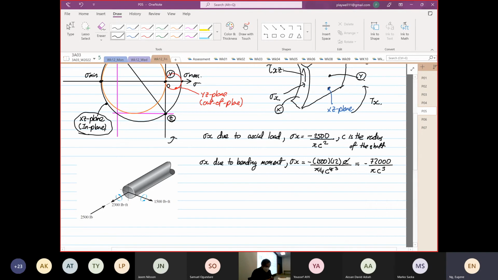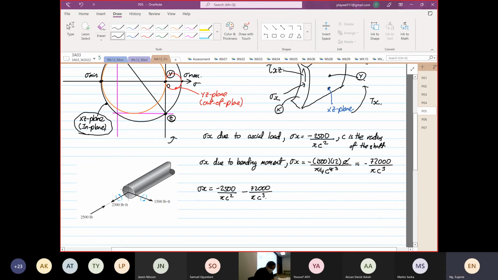Yes, multiply by 12 is to get into inches. Yes, you are right. Okay, so from here, we know that stress X is equal to minus 2500 over pi c squared, and then minus 72,000 over pi c cube.